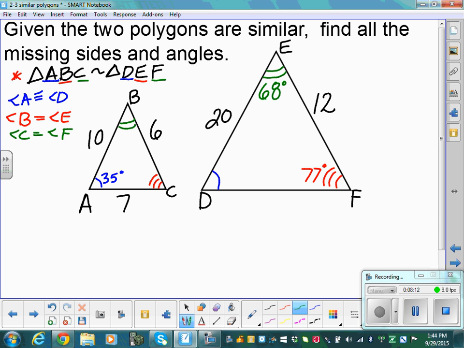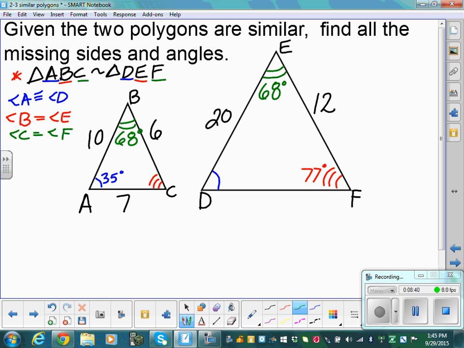Now take my suggestion. When you're asked to find all the missing angles and all the missing sides, find all the angles first, so you don't forget anything, and then find the missing sides next. So let's just worry about angles right now. So look right here. Angle B. We don't have angle B. 68. Okay, how'd you know angle B was 68? B and E are the same. So if this is 68, then this is 68.